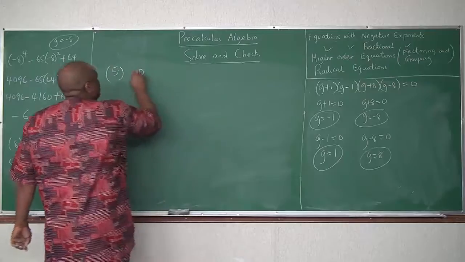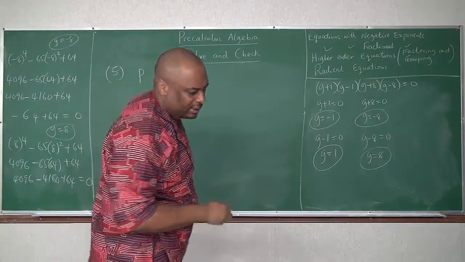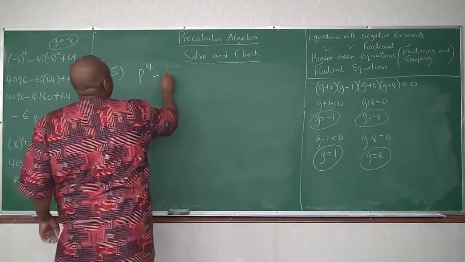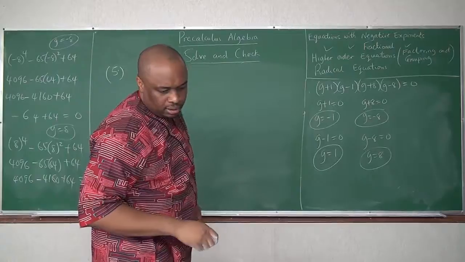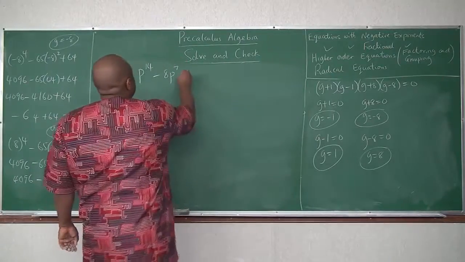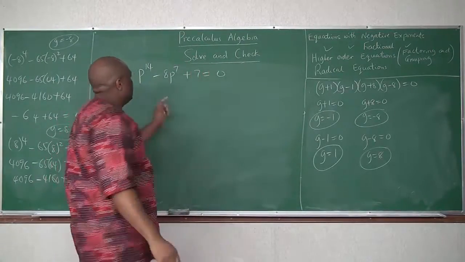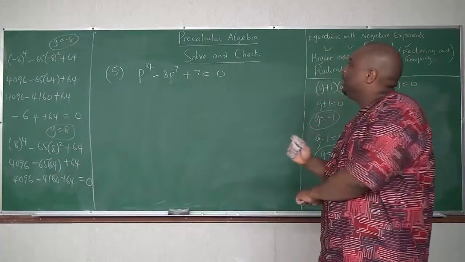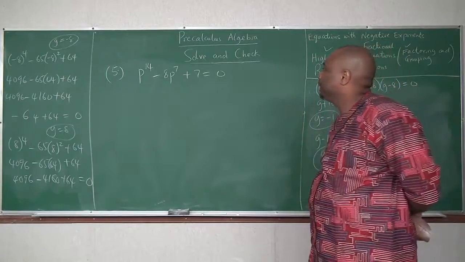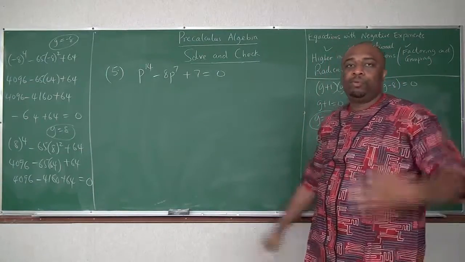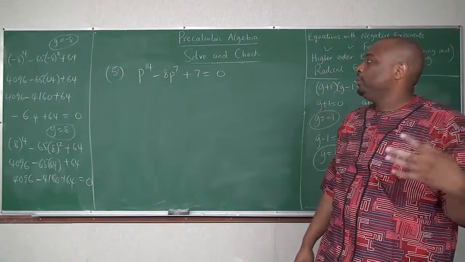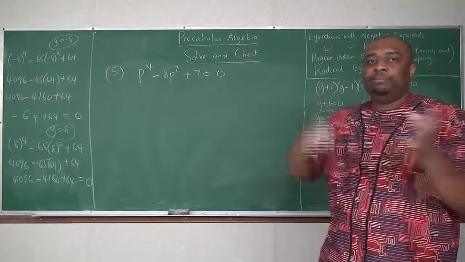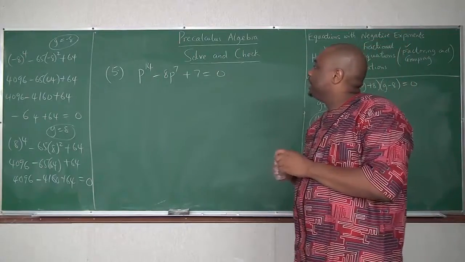This one is similar to the one we just did, but this is p to the 14th minus 8 p to the 7th plus 7 equal to 0. Look at this. The same principle we use for quadratic and quartic trinomials, the same method is what we shall use here.